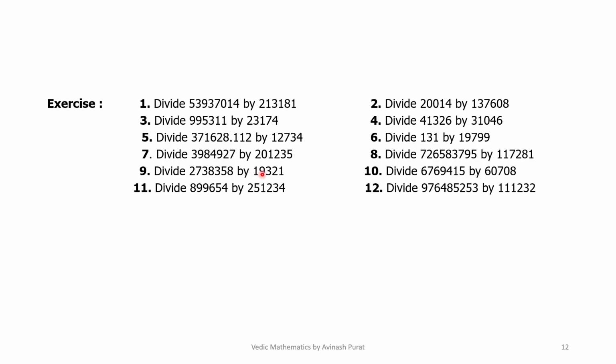Ninth, divide 2738358 by 19321. Tenth, divide 6769415 by 60708. 11th, divide 8999654 by 251234. And 12th, divide 976485253 by 111232.